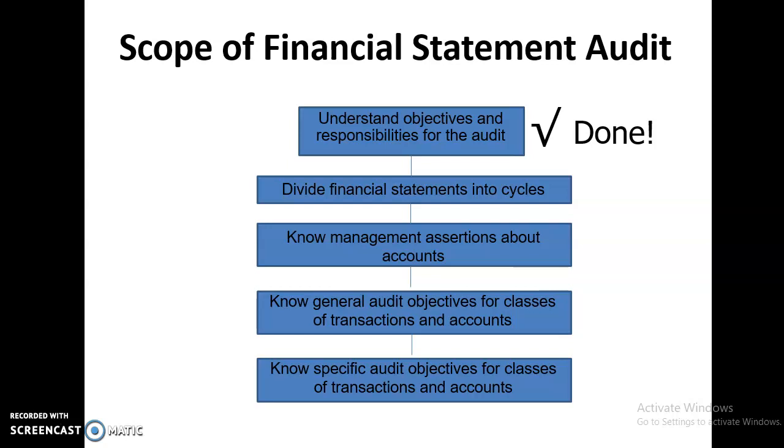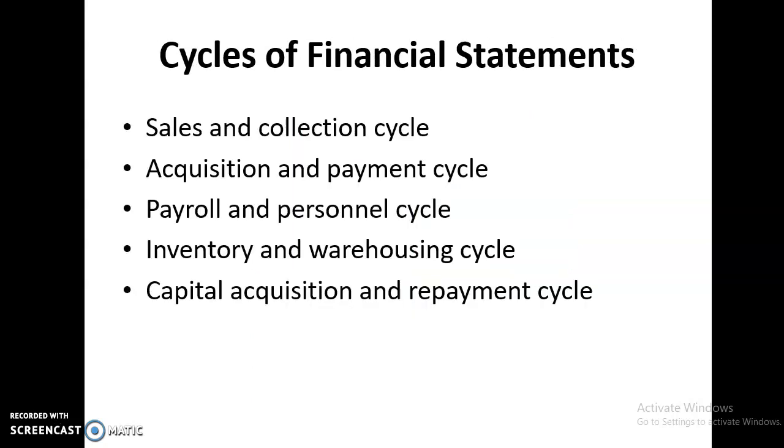Now, looking at the financial statement, we will divide the financial statement into cycles. And then we need to know the management assertion. What is management assertion? We will discuss later. And then the general objective for the classes of transactions as well as the accounts. And we also need to know what will be the audit objectives that we want to undertake for each class of transactions and accounts. Now, these are the cycles of financial statements. There are 5 cycles. Basically, there are sales and collection cycles, acquisition and payment, payroll and personnel, inventory and warehousing, as well as capital acquisition and repayment cycles.